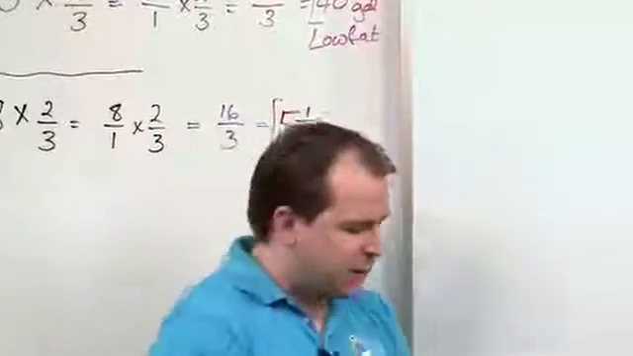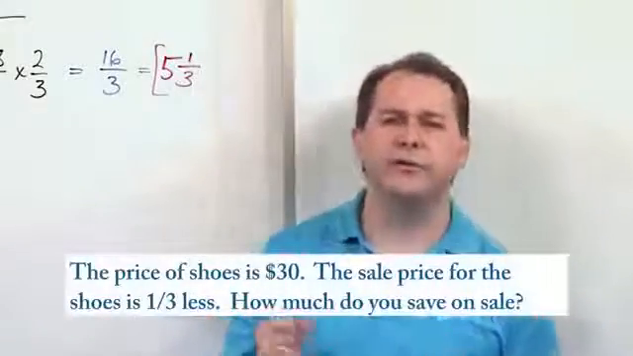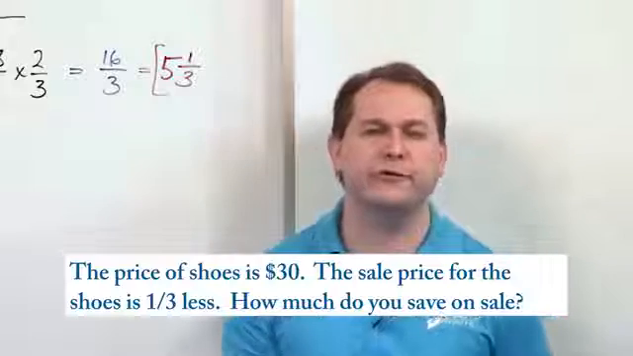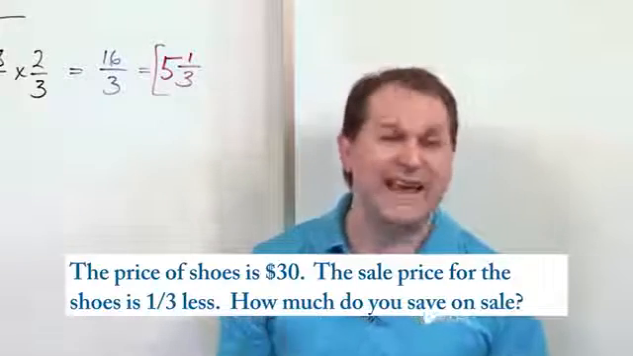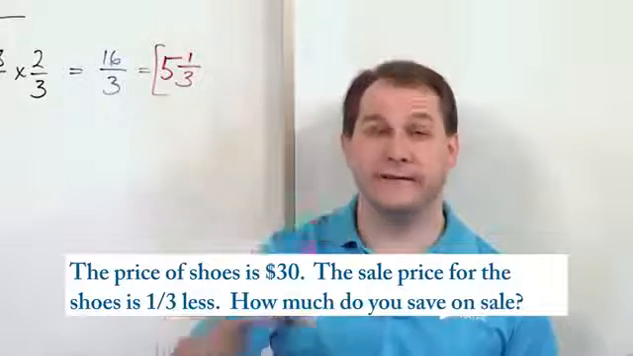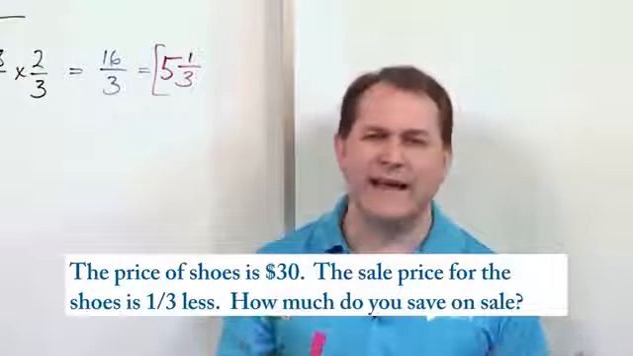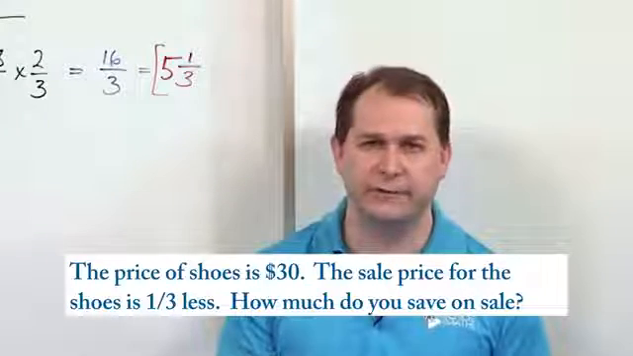All right. Now the third problem is kind of neat because it says the price of shoes is $30. You go into a shoe store, you see the shoes are $30. The sale price for the shoes is 1/3 less. When something's on sale, the price is less than full price, right? 1/3 less in this case. How much do you save on this sale for the shoes?